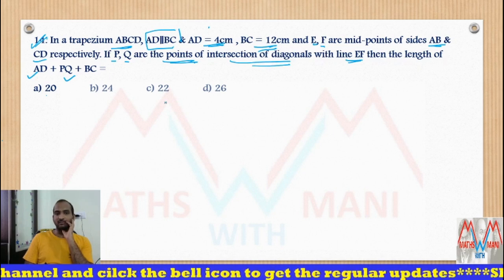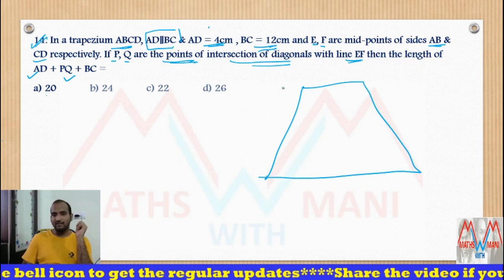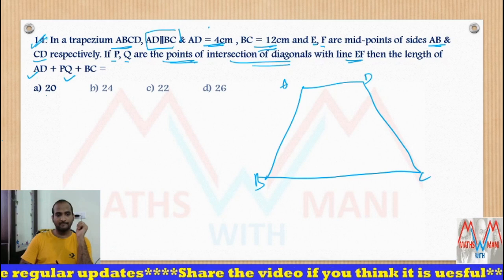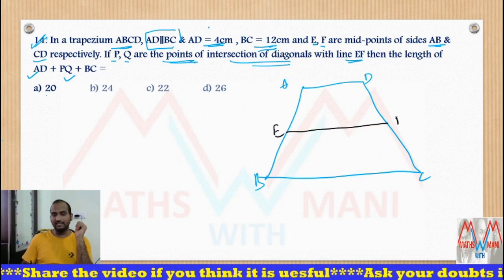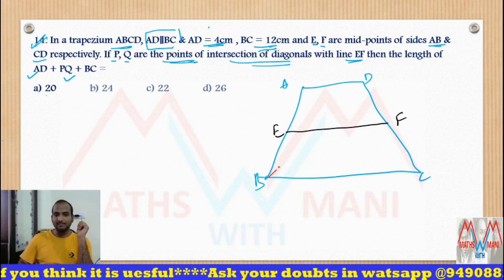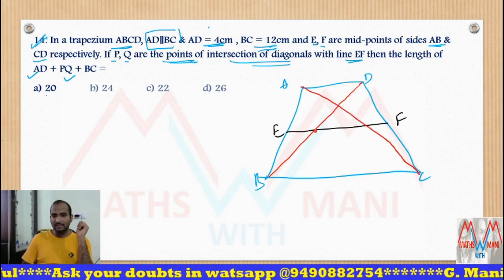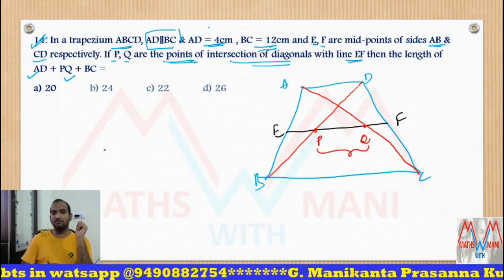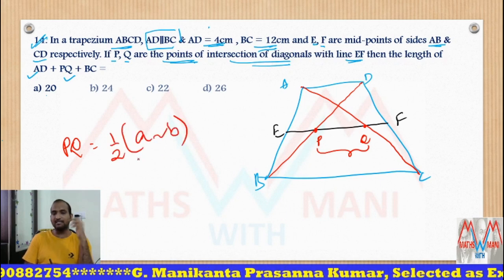How can you solve it? We already discussed the same thing. Whenever AD and BC are parallel, E and F are the midpoints of the non-parallel sides, and the diagonals BD and AC intersect the line segment EF at P and Q, then the length of PQ is half of the difference of the parallel sides, yes or no?